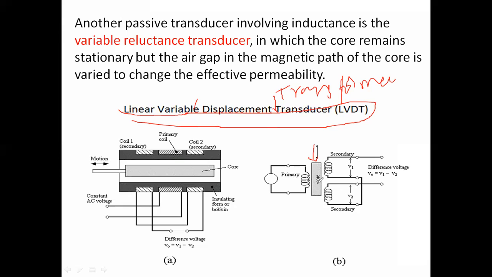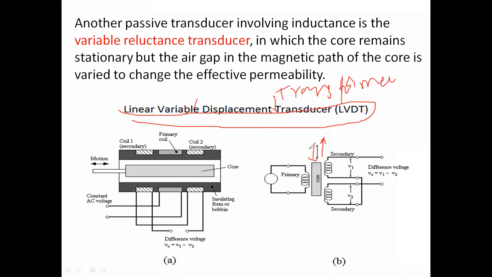Okay, suppose the core is moving further in the upward direction. Then what happens? The core completely covers secondary winding 1. It does not cover secondary winding 2. Due to that, most of the voltage will be generated in V1. So in such a case, V2 is 0. Then the output voltage V0 is equal to V1. Okay, so that is the extreme position.